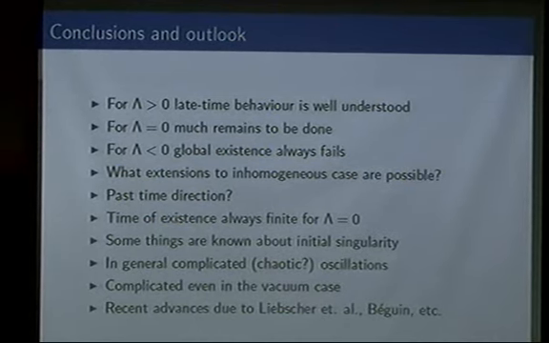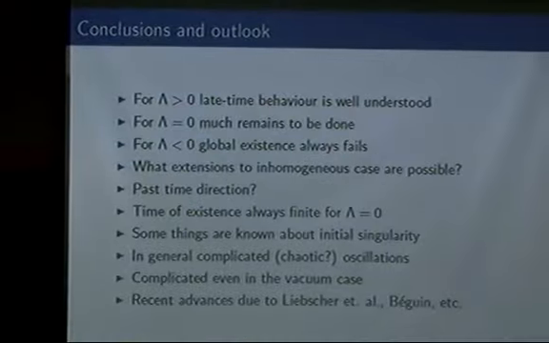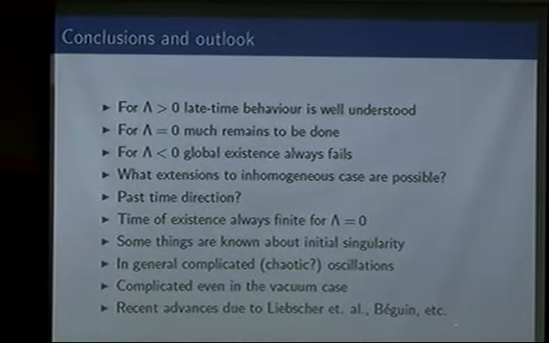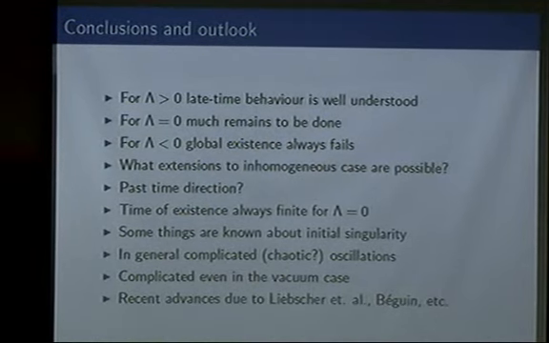After many years when there was lots of numerical stuff and lots of heuristic stuff, recently there's been major progress in really giving rigorous proofs of some aspects of the behavior near the initial singularity. Some of the people who have been working on this were Stefan Liebscher and collaborators, also François Béguin. And this is, I think, a really big difference from what I know from the past 20 years, let's say, of what's happening now.